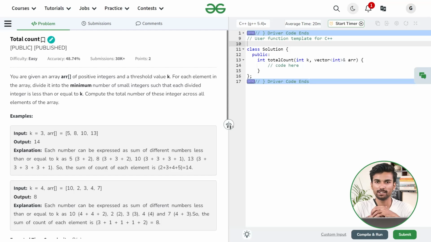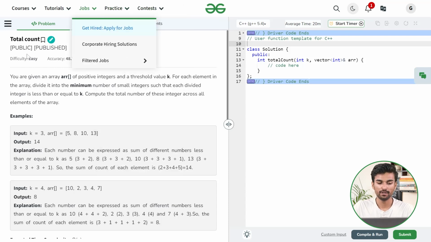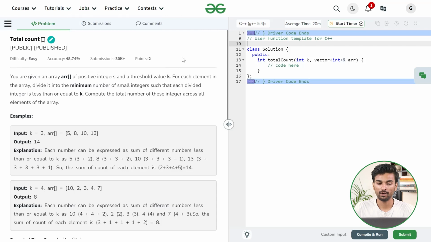So today we are discussing the problem of the day, that is Total Count. Let's quickly have a look at the problem statement. You are given an array ARR of positive integers and a threshold value k. So we are basically given an array and some other value, that is the threshold value k.